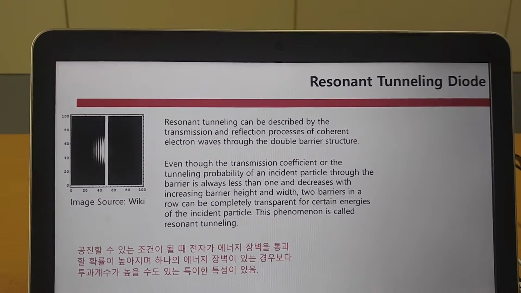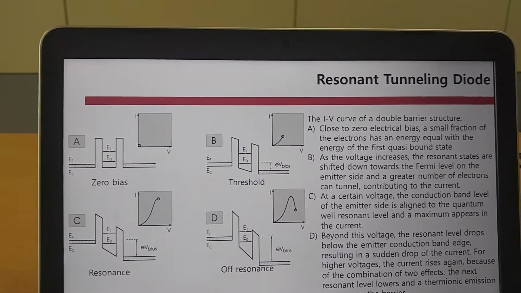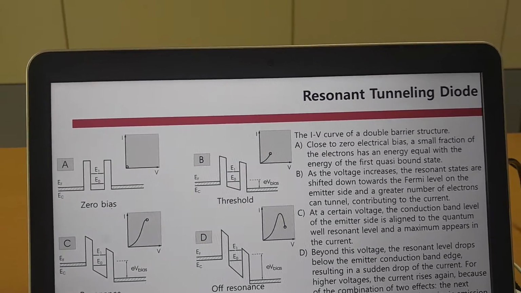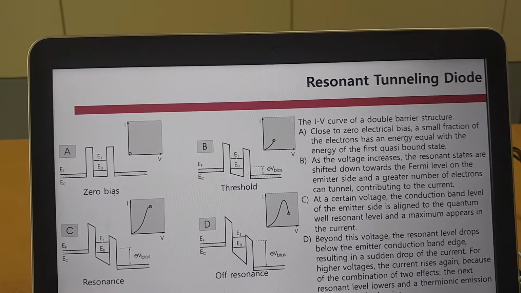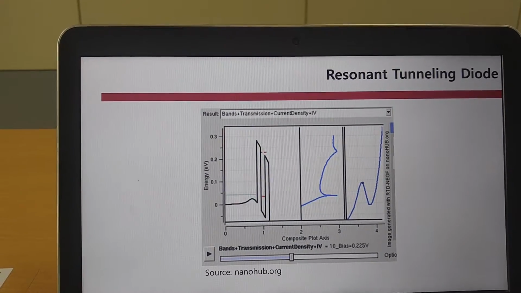And we learned about the resonant tunneling diode, and it consists of two barriers, and this is how it operates.